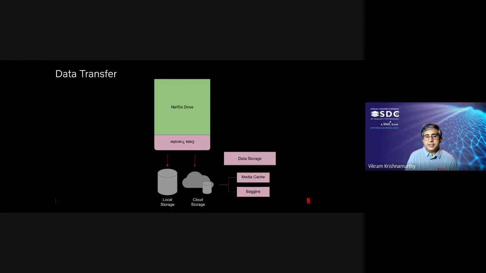And in between these is also what we call a media cache tier, which is a region-aware caching infrastructure that brings in files closer to the instances, cloud instances, or in the edge. And you see a reference to Baggins here, which is actually Netflix's S3 access layer.